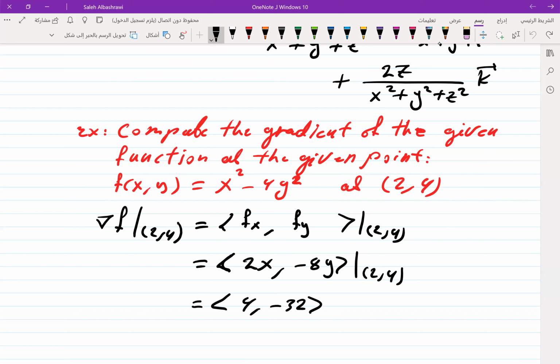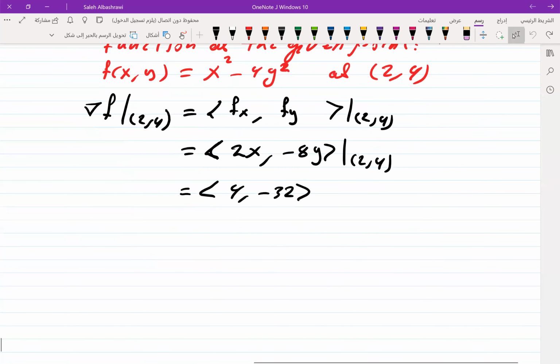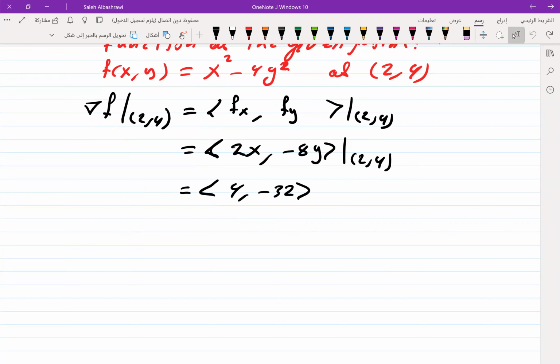So this is the idea of finding the gradient of a scalar function: partial derivative of x multiplied by i plus partial derivative of y multiplied by j. The other point in this vector now will be the directional derivative.